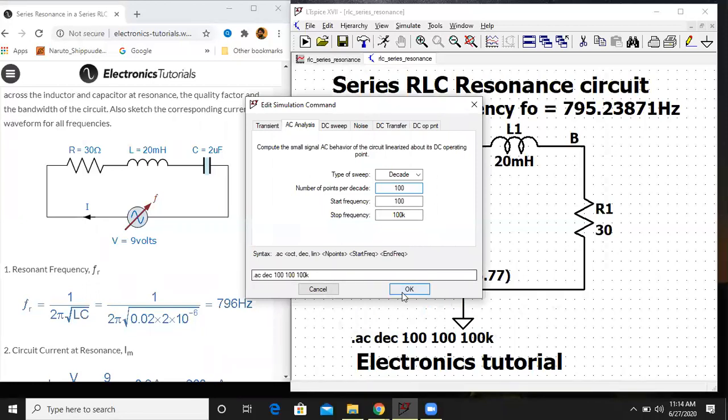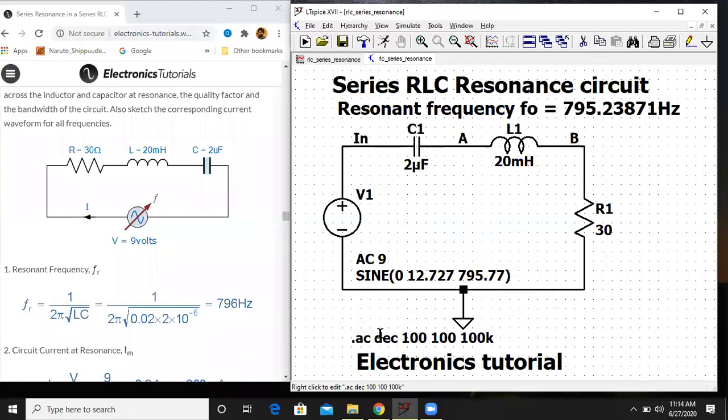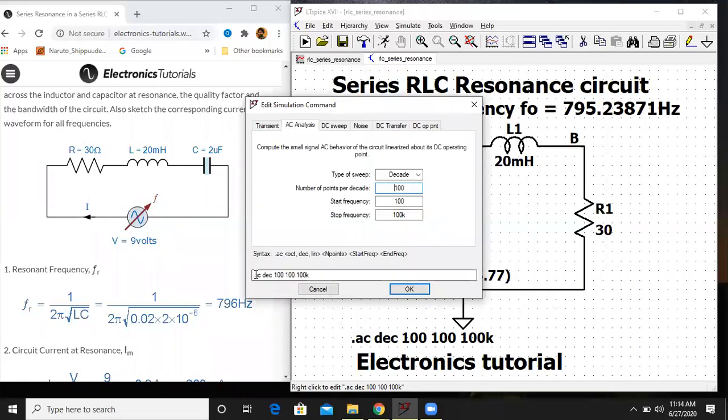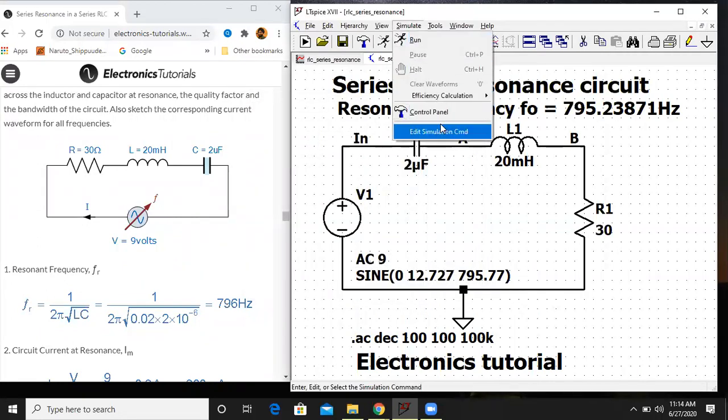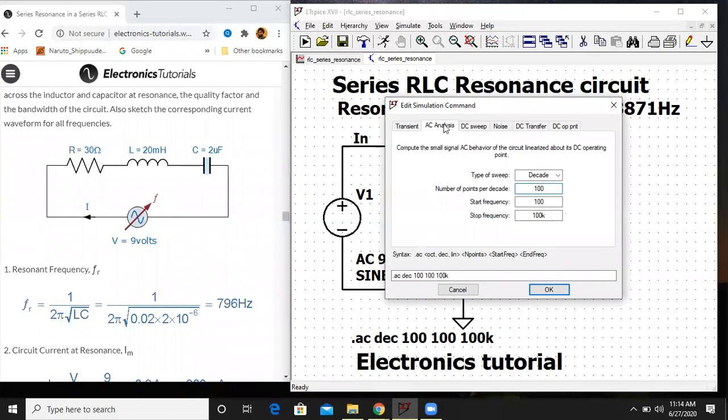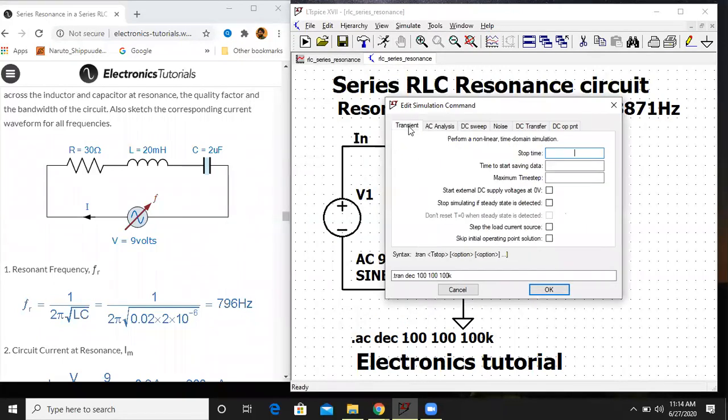Yes, sir, you can move. So I think the next part will be this. Go to simulate again. Click on the edit simulation command. And here, instead of AC analysis, go to the transient analysis. In the transient analysis, you have to give the time as 20 milliseconds. Click on start external DC voltage at 0, and click on OK.